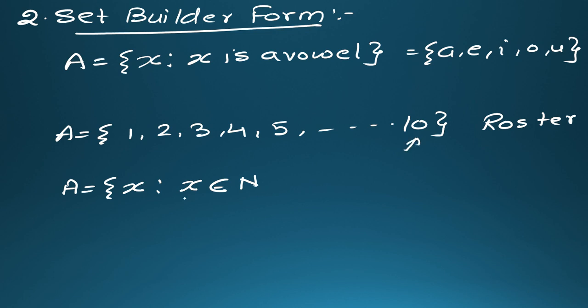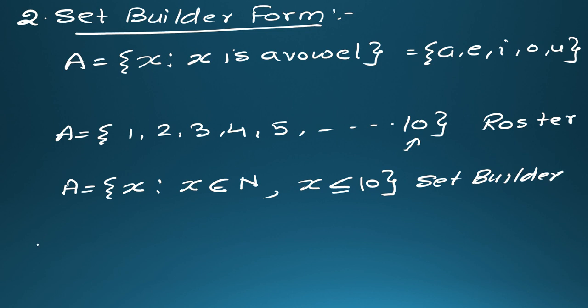So what will you write here? X such that X is a natural number and X is less than or equal to 10. Or you can write X is less than 11. Now this will be the complete answer in set builder form. Okay. Now you will definitely have one question from this.